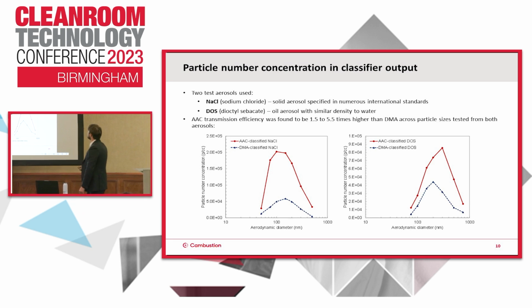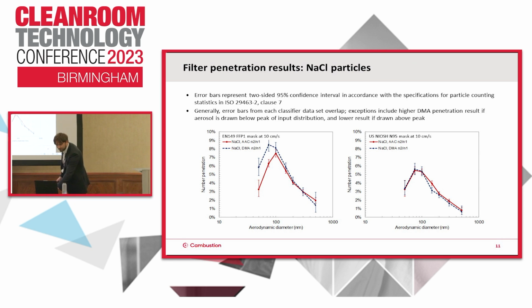However, as you can see here, this graph shows, for the same input size distribution from your aerosol generator, what's coming out of the classifier. And as I mentioned, this is showing the much greater transmission efficiency of the AAC. And this is primarily because you're not having to reject particles of any wrong charge state. The charge state doesn't matter. So that's data that's been done for both sodium chloride and DOS oil aerosols.